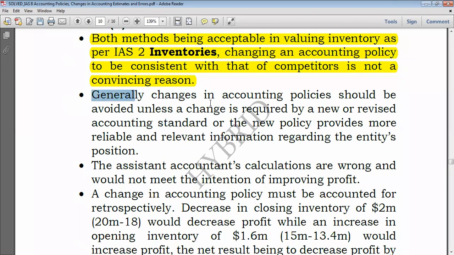Again, generally, changes in accounting policy should be avoided unless a change is required. I think I already spoke about this just now.